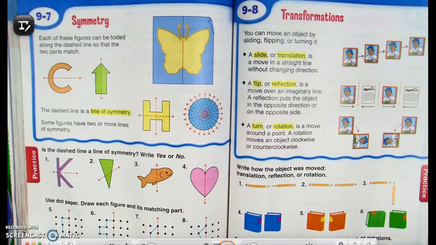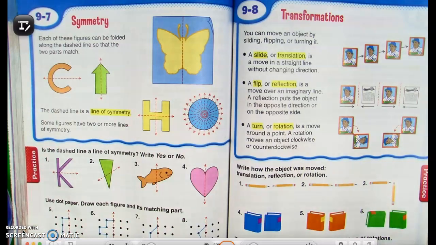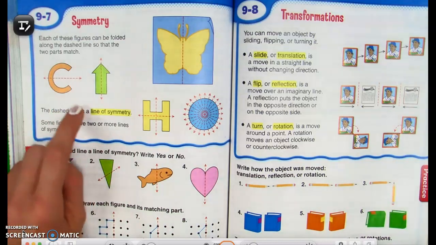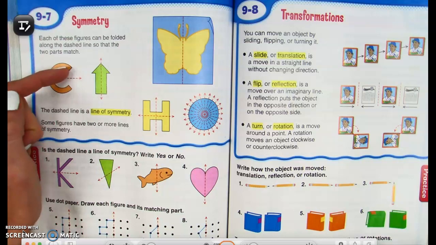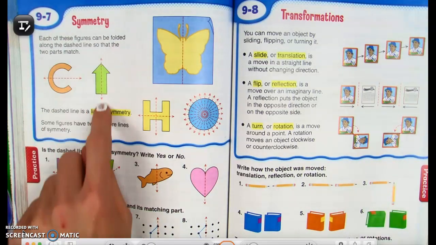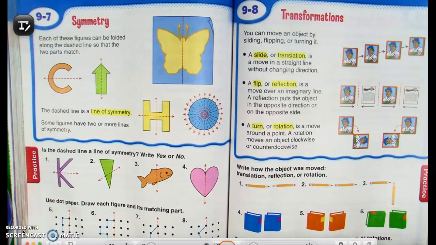Each of these figures can be folded along the dashed line so that the two parts match. That's when something is symmetrical. So the dashed line is a line of symmetry. So if I were to cut out that letter C, fold it, it would match up perfectly. So that means it's symmetrical. Same with the arrow. If I were to flip it over, you know that each side exactly matches.